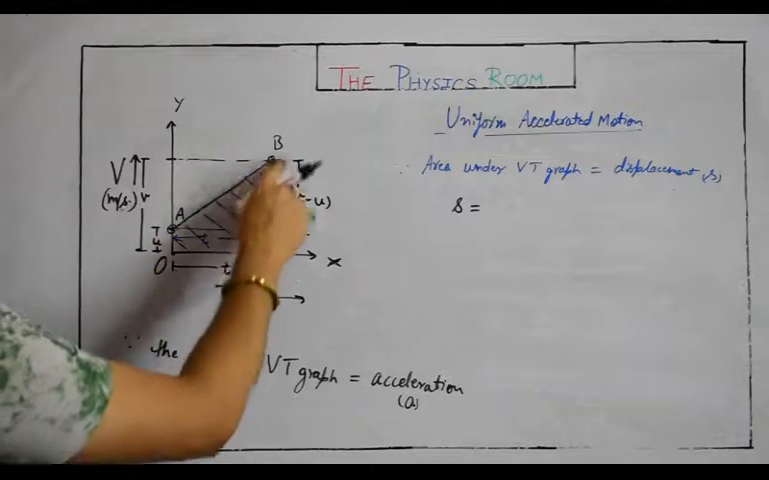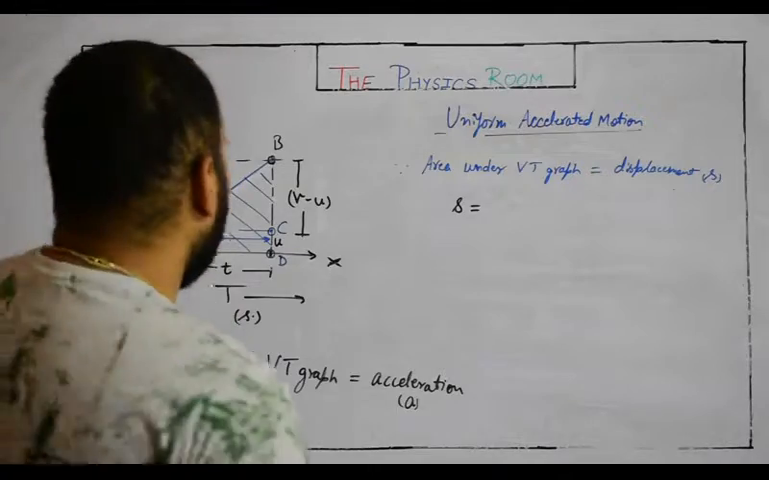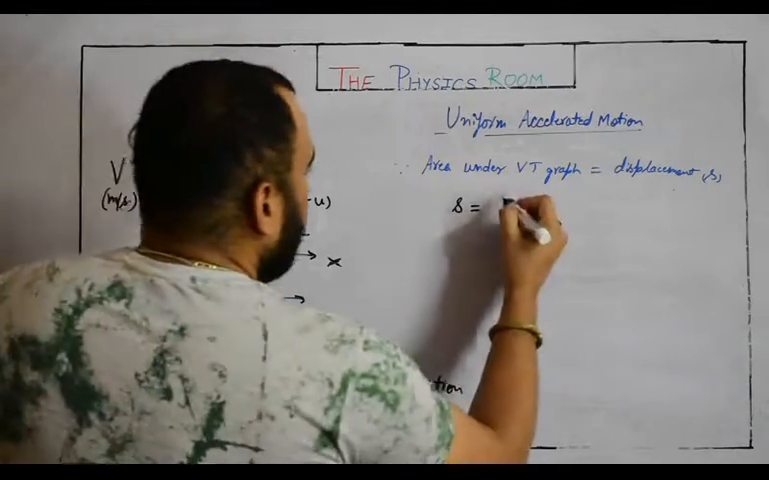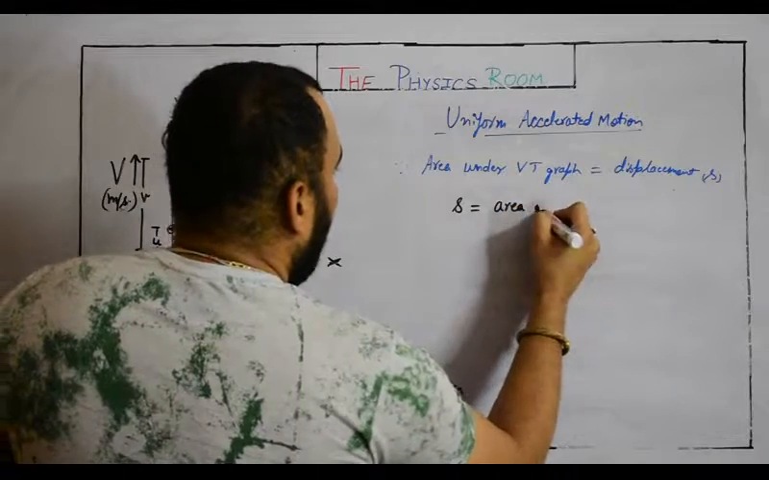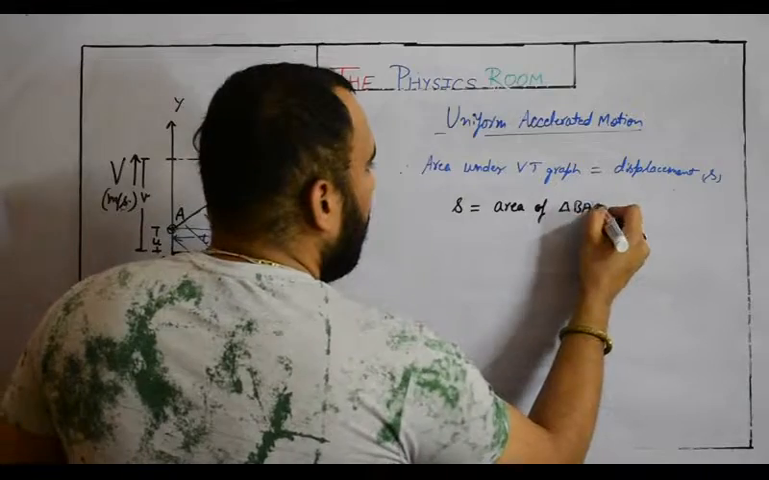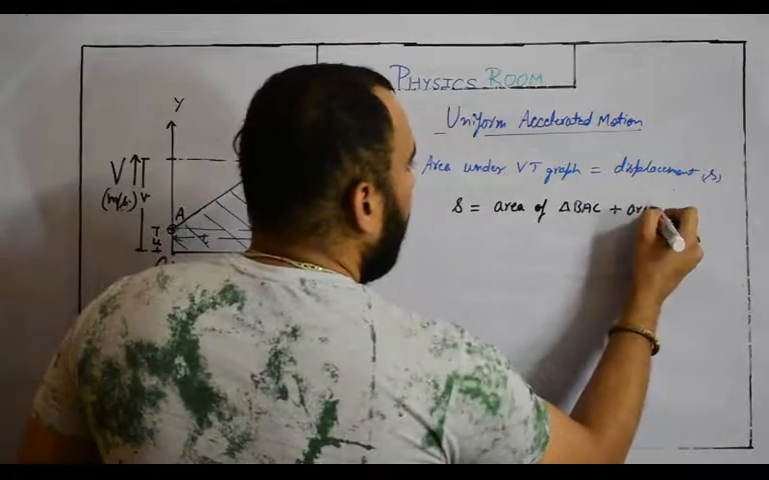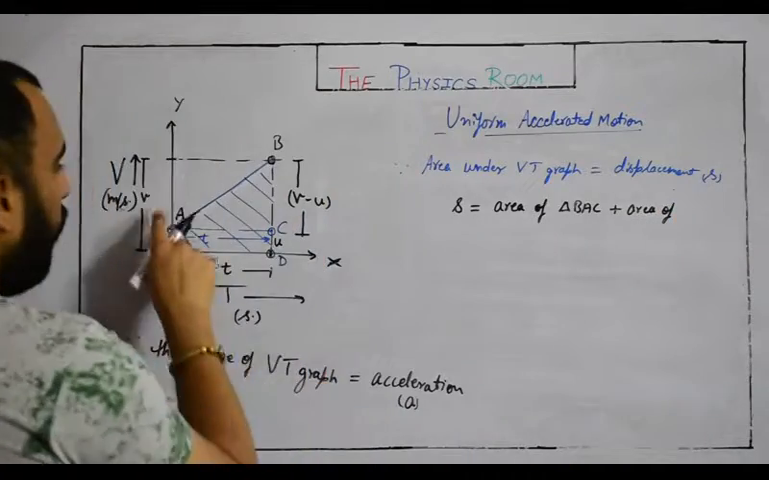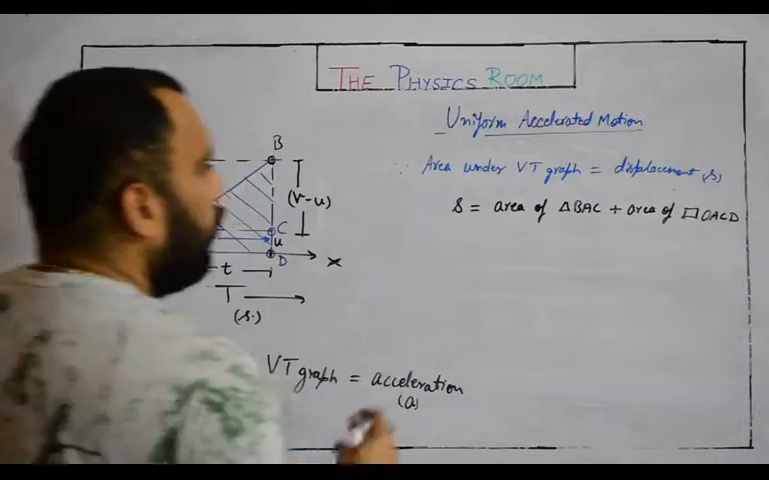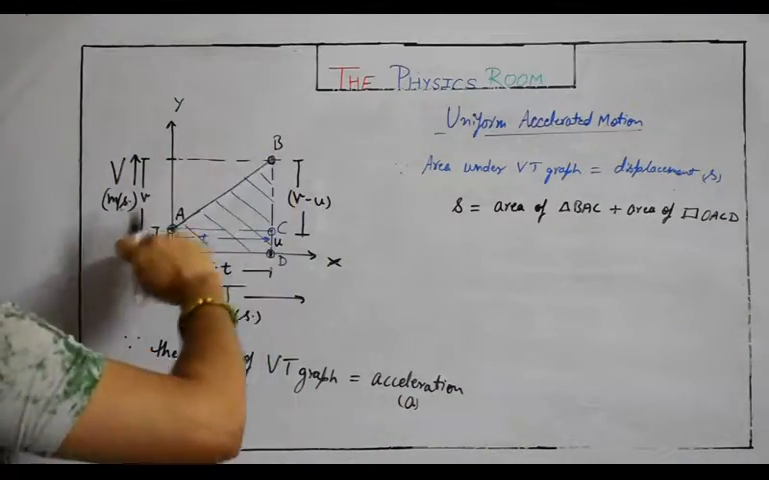So this is some kind of a trapezium. You can use the trapezium's direct formula, or you can break it down into a right angle triangle and a rectangle. So we can say area of triangle BAC plus area of this rectangle OACD. By adding these two areas, we can calculate the entire area below this AB line.